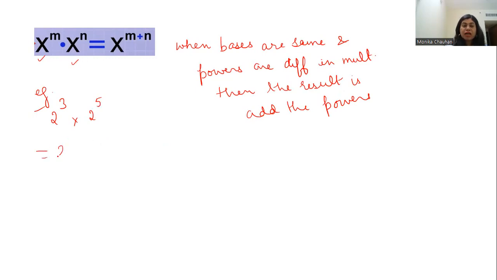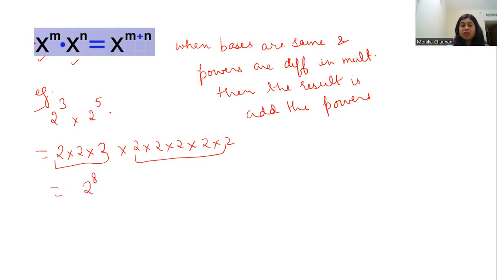2 raised to the power 3 means I will be writing 2 three times. And 2 raised to the power 5 means I will be writing 2 how many times? 5 times. So 3 times here and then 5 times here. Now you have to count how many 2's we have altogether. 1, 2, 3, 4, 5, 6, 7, 8. 2 raised to the power 8.